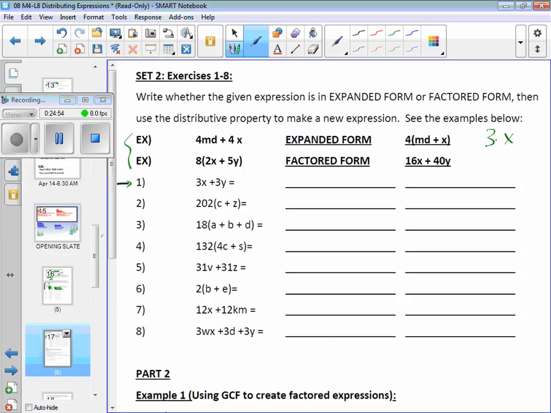Okay, first column, they want to know whether it's expanded or factored. So when you do these, the first thing you'll ask yourself: do I see a common coefficient in both terms? If not, then you'll ask whether you see a common variable in both terms. Do you see a common coefficient? What number? When you see it, factor it out.